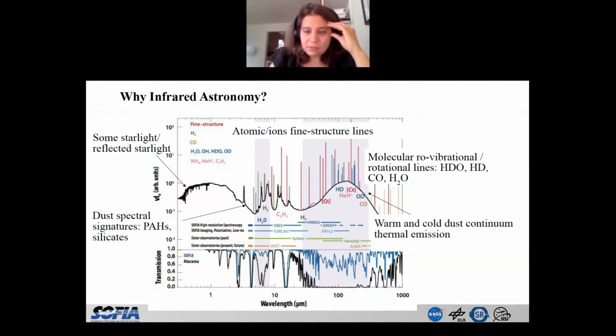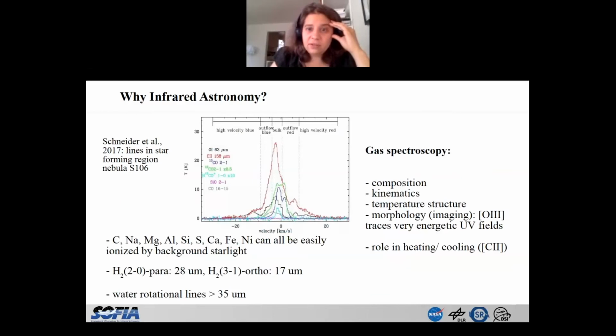So the type of transitions and type of light that you see could be thermal emission from dust or from surfaces that may contain some spectral signatures of PAHs or silicate, and also many gas lines, either fine structure lines and rotational lines. Of particular interest when you're doing gas spectroscopy are water rotational lines. There are also some H2 forbidden lines and ionized lines from all of these species that can easily be ionized by background starlight. One line that is a typical target is C II because it has a huge role in the thermal balance of the interstellar medium. And from these gas line measurements, you can derive, of course, composition, but also kinematics if you have sufficient spectral resolution, and temperature. So there's a lot of information to gather from gas spectroscopy.